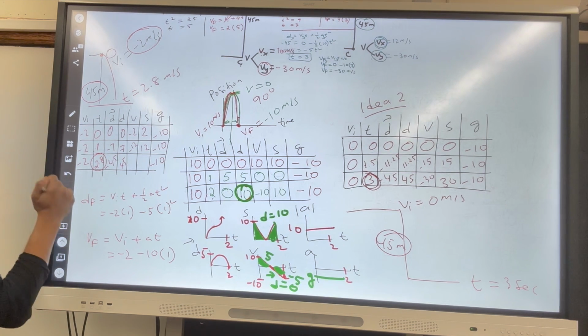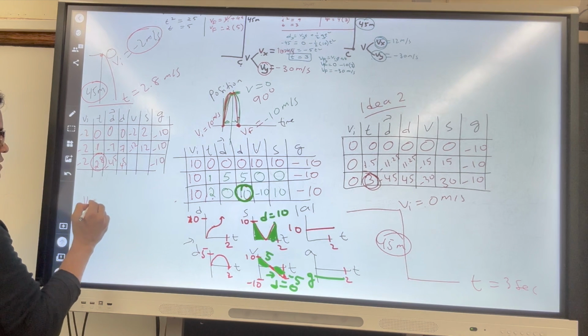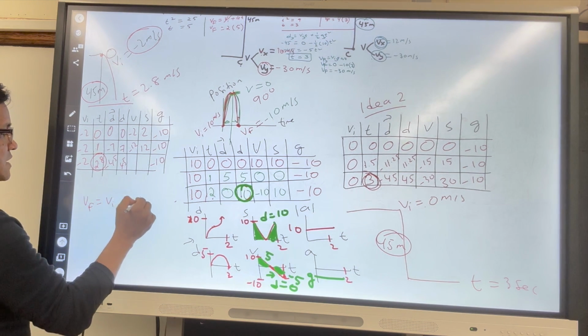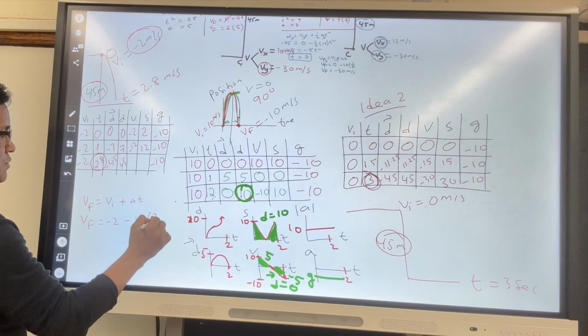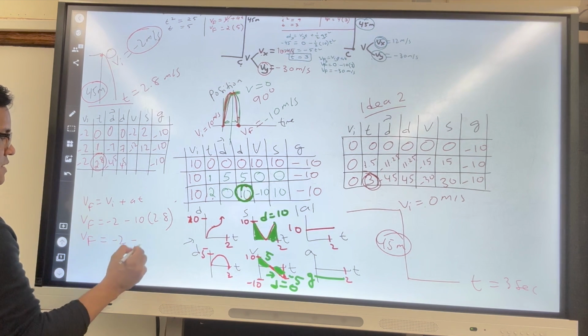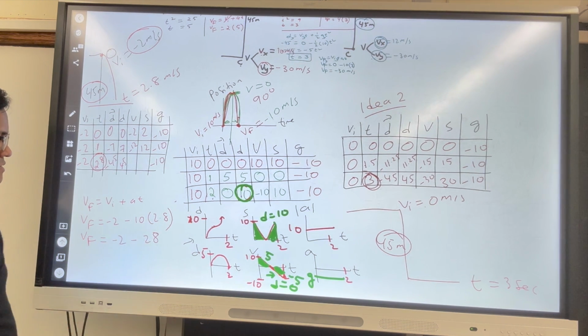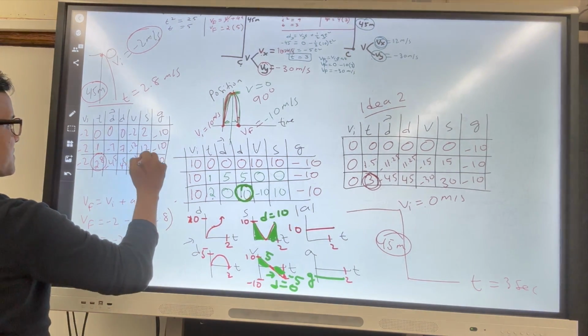Velocity, okay. At the end of 2.8 seconds, the velocity is Vf is equal to Vi plus at. Vi is negative 2, negative 10 times 2.8. So Vf is equal to negative 2 minus 28. So negative 30. And the speed is positive 30. Okay.